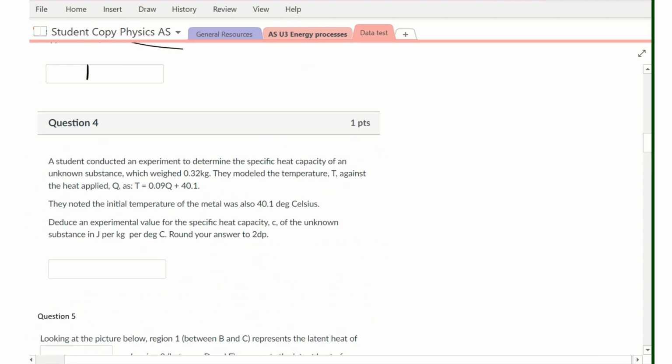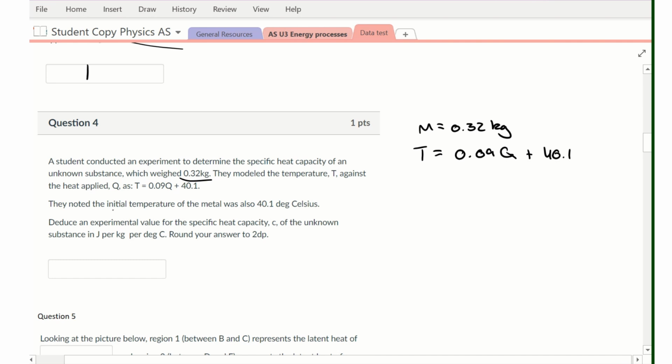Let's come back up to this one. All right. A student conducted an experiment to determine the specific heat capacity of an unknown substance, which is probably what we're going to be trying to find, which weighed 0.32 kilograms. Let's start writing that important information. M is equal to 0.32 kilograms. They modeled the temperature T against the heat applied Q, as T is equal to, and we're given some kind of equation, 0.09 Q plus 40.1.